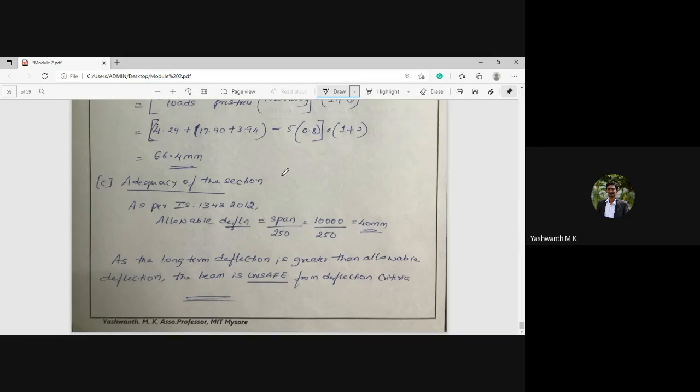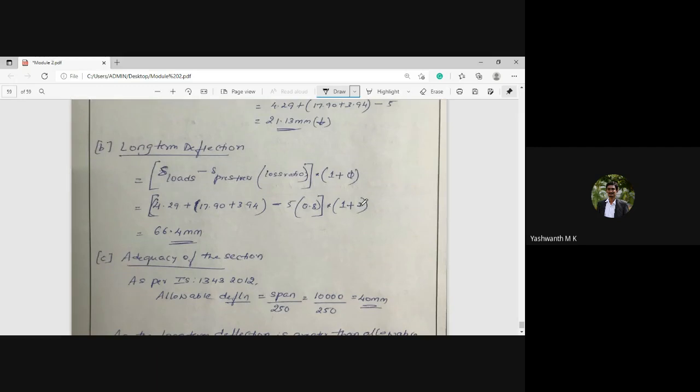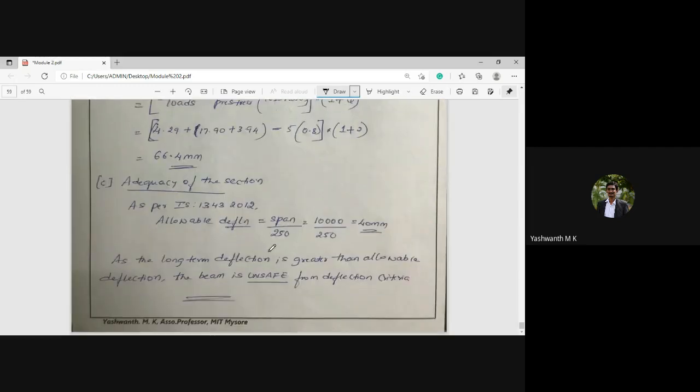That means if I consider the effect of creep and shrinkage, the deflection is going to be enormous. So by taking care of this creep and shrinkage, you need to go ahead with the deflection, and whatever deflection has been calculated should be within the permissible limit.